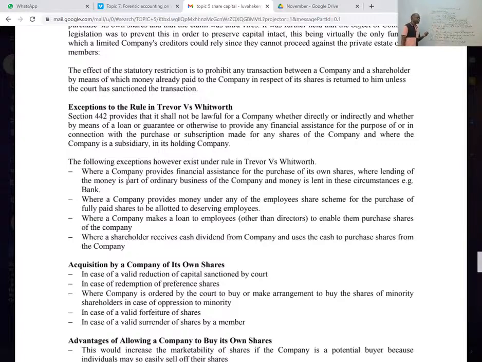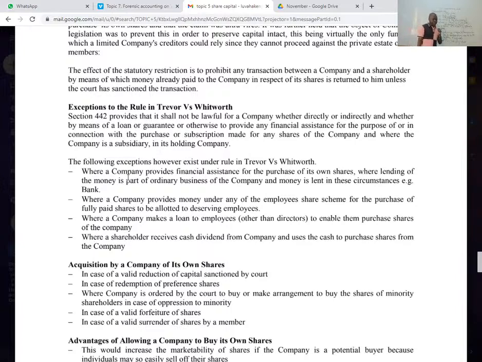Then in case of redemption of preference shares. You can remember what we learned about redeemable preference shares. I told you these are the shares the company can redeem. What is redeeming? Buying back of preference shares. So if the company has redeemable preference shares, it can be allowed to purchase back those shares, because that's what normally happens. You as a shareholder hold the shares for a number of years. Then once that term expires, the company buys back the shares.